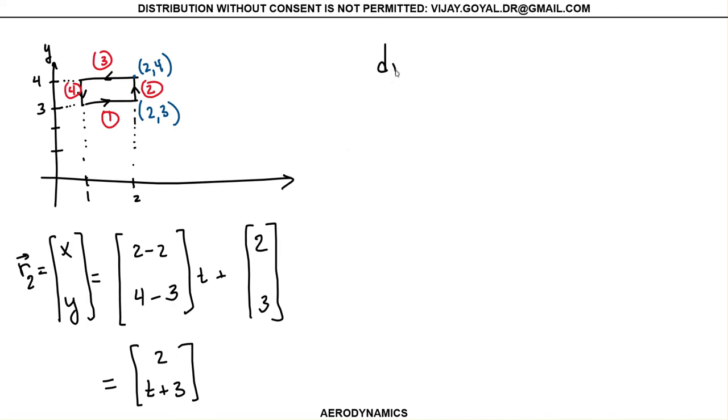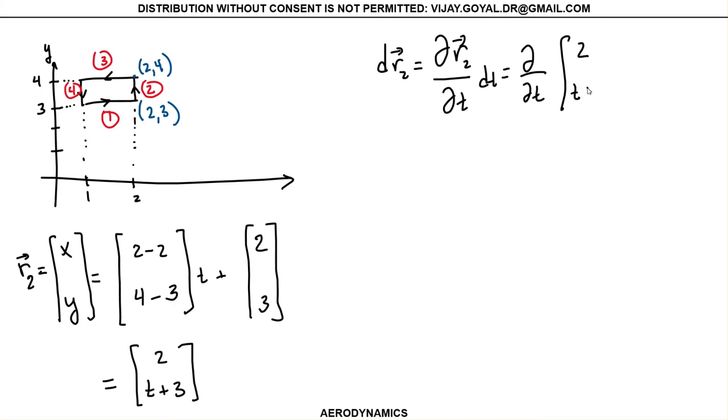So now dr2 would be the partial of r over dt. Remember, we are using the chain rule. So dt, and there will be the partial of this, 2t plus 3, dt. The partial of 2 would be 0. The partial of this will be 1 dt. So this will actually equal j dt.